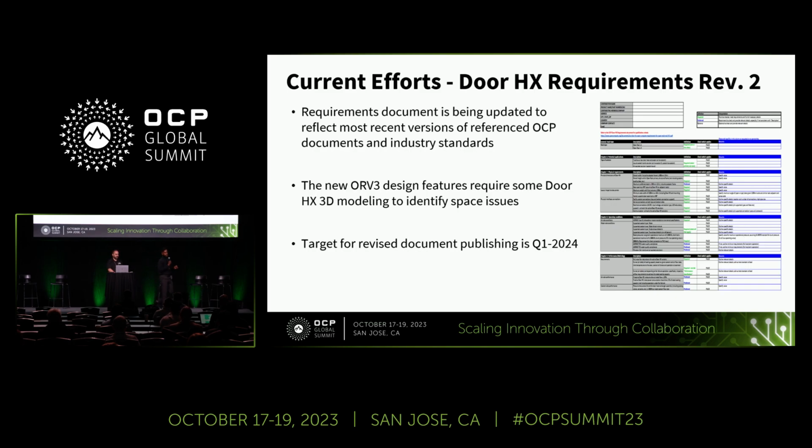Finally, the door heat exchanger requirements. It's still in Rev 1. There are some updates we need to make to that. We have references to old ASHRAE standards like A1 and so on for the air, and W1 and W2, etc. for the water, and now that's been updated to W70, etc. So we have to clear up some of those references to industry standards, as well as references to updated OCP specs. So we're going to be going through that exercise.